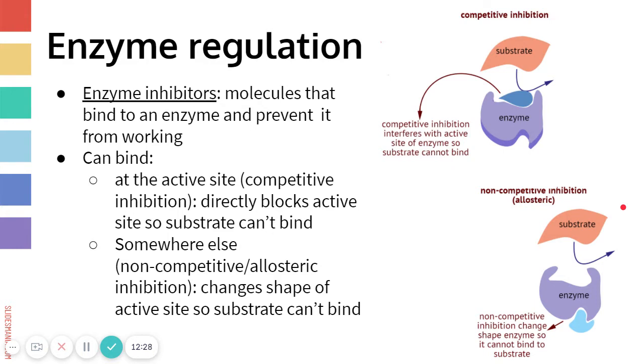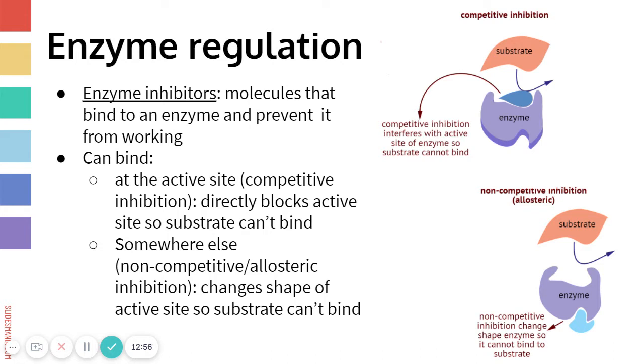Okay, so this slide is thinking about how we can regulate whether enzymes are active or not. So thinking about how we can turn them on and turn them off. And the main way that we do this has to do with this idea of an inhibitor. And an inhibitor is kind of exactly what it sounds like. It's a molecule that is going to bind to an enzyme and prevent it from working. So it's going to sort of turn the enzyme off. And there are two main ways that this can happen.